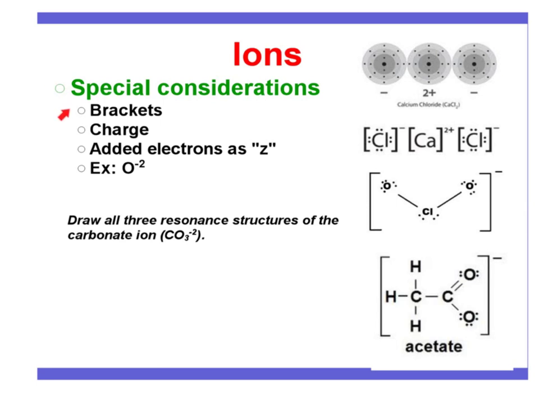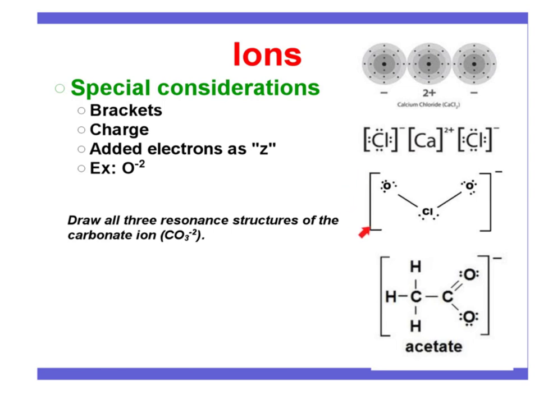The first is going to be brackets. We have to include brackets and a charge on the outside. I included a couple examples. You were doing this earlier when we did the ionic compound bonding. You can see that we used to put these in brackets and we put the charge right there on the outside. Same thing needs to happen when we're doing molecular compounds as well.